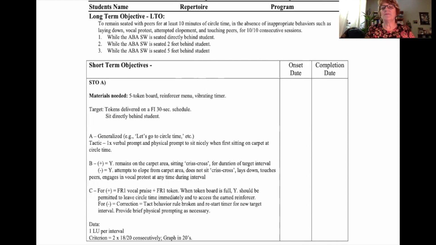So an ABA consultant can write a program to help get that child integrated with the other students, to be able to sit down in circle time with the other students. And that was actually the long-term objective of this program, that the student could remain with his peers in circle time for 10 minutes without having inappropriate behaviors like lying down, complaining, yelling out, touching peers, doing stuff they shouldn't be doing. And then there are layers of that long-term objective. One where the ABA support worker is actually right there. Second would be 2 feet away, and then finally 5 feet away.